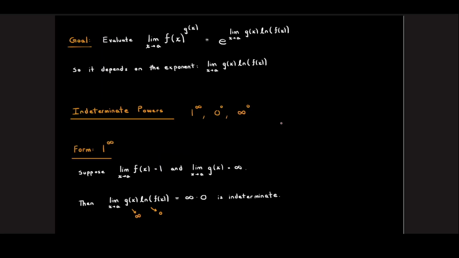And lastly, as I promised, I would explain why something like infinity to the 0 is an indeterminate power, but something like infinity to the infinity is not. It's a determinate power. And so let's see how to reason about that.